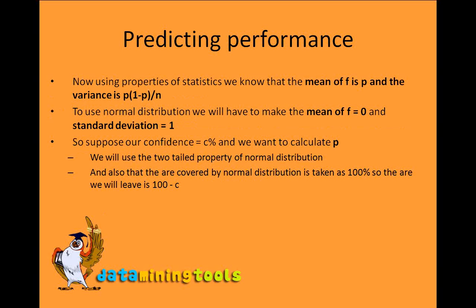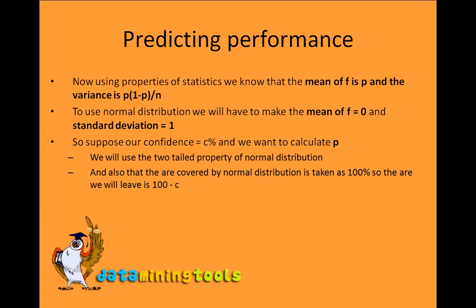Now using the properties of statistics, which we are not going to explain here in detail, f follows a normal distribution, the mean of f is p, that is the true success rate, and the variance of f is p into 1 minus p divided by n. So if we want to use the standard normal distribution data, we will have to make the mean of f equal to 0 and the standard deviation equal to 1.